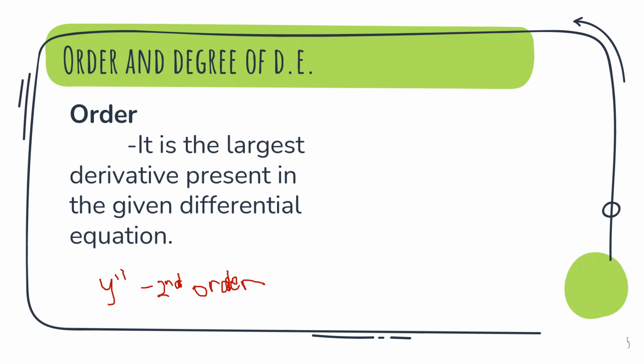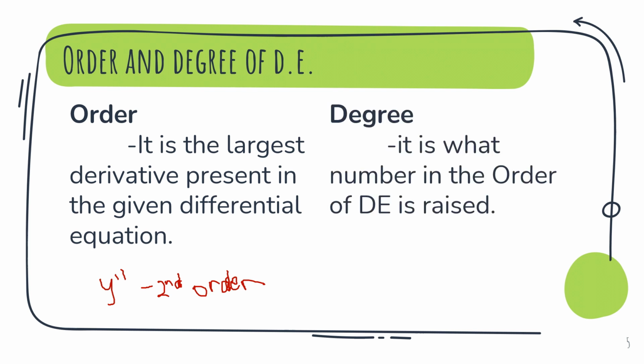So, next naman ay ang degree. It is what number in the order of DE is raised. So, basically, siya yung exponent niya. So, sa example natin dito, na may y double prime, ang degree niya ay 1 kasi hindi naman siya naka-raise sa kahit anong number other than 1.